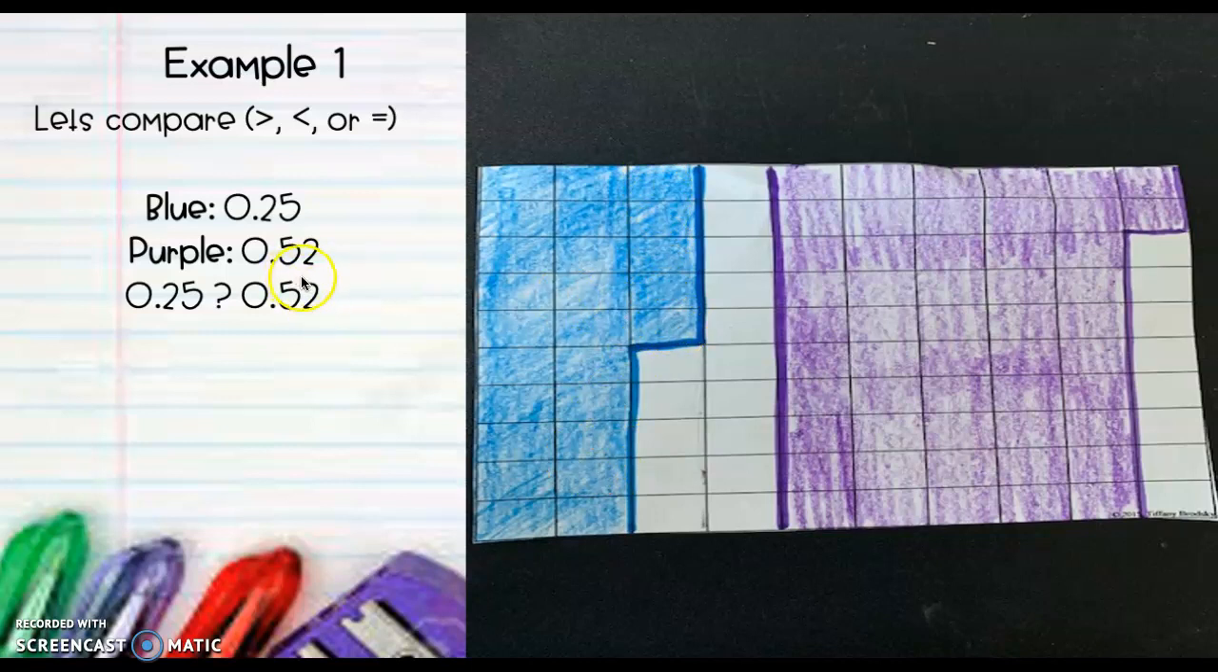And then I picked another color and I decided to shade that one purple. And I was like, okay, I gotta do 52 now. So I did 10 plus 10 more, 20 plus 10 more, 30 plus 10 more, 40 plus 10 more, 50. Then I went, oh, I only need 52, so I just need to color 2 right here. So then I looked at my numbers and my picture and I go, well, clearly the purple is the bigger one. So I know that 0.25 is less than 0.52, okay?